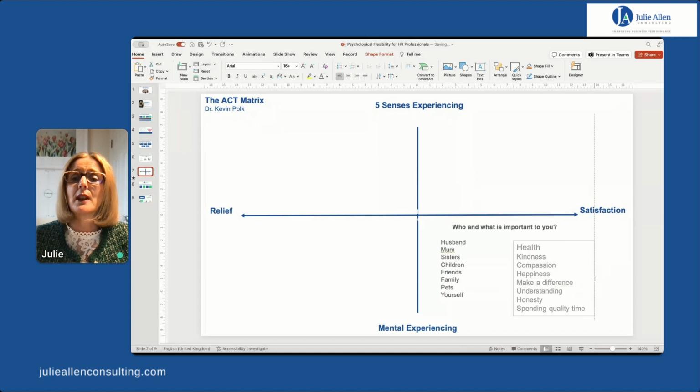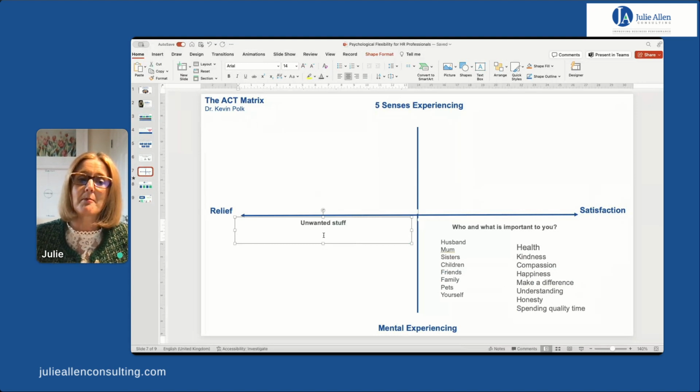So on your matrix, it would be great, you'll be getting more out of this, if you are just writing down for yourself who is important to you and what is important to you. And this is pretty critical in terms of achieving psychological flexibility. If I move over then into the bottom left of the matrix, so here we're still in mental experiencing. And the question here is, in mental experiencing and relief, what's the unwanted stuff that shows up for you? So think about for a moment, what might be the unwanted thoughts and feelings that show up for you?